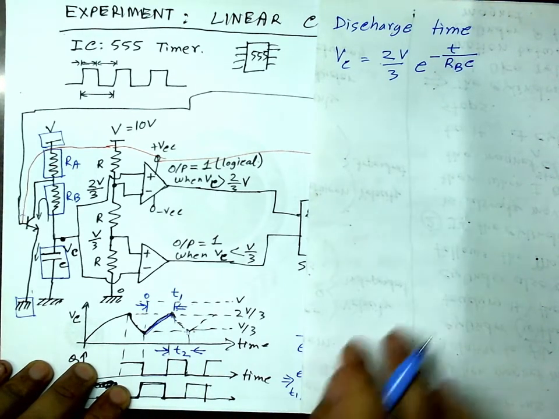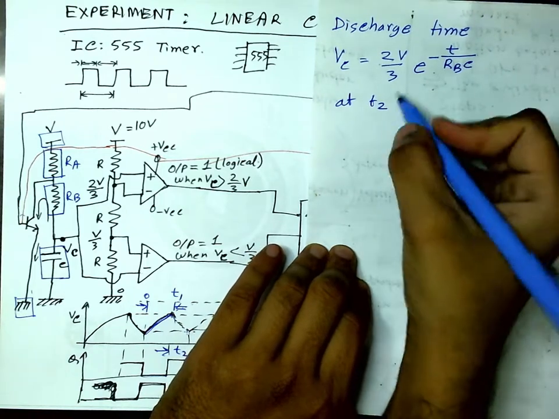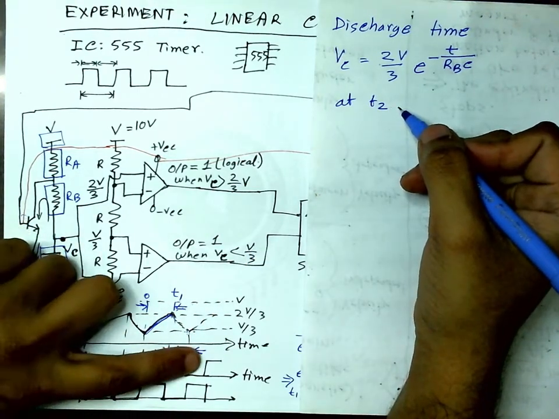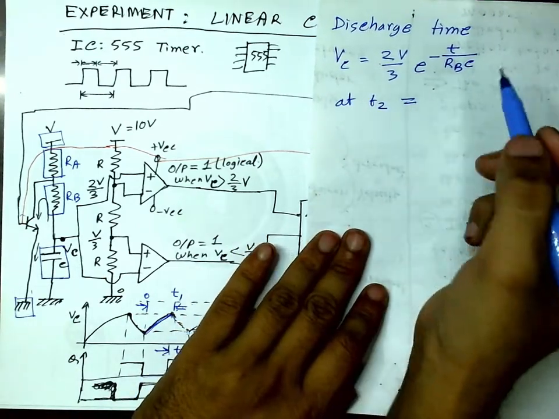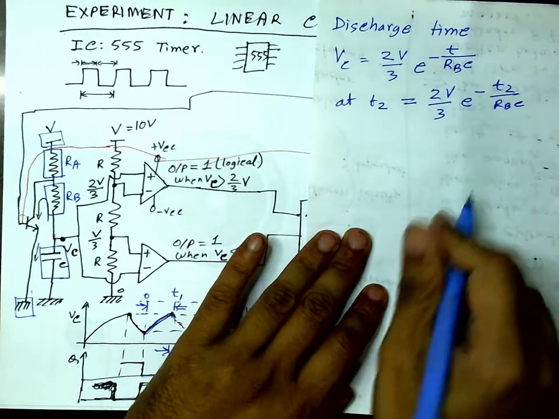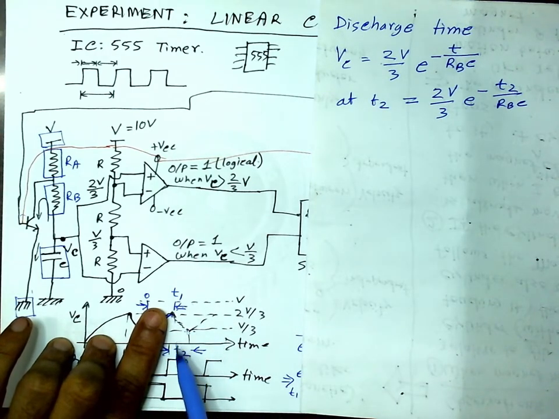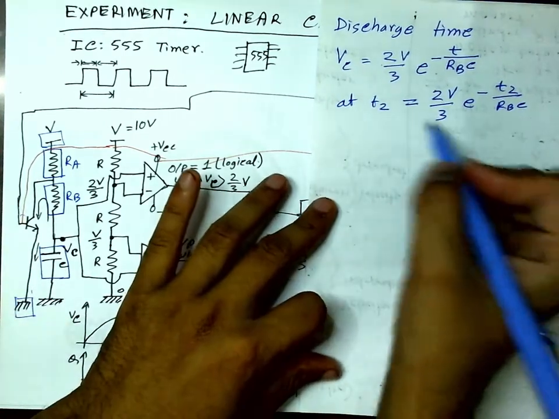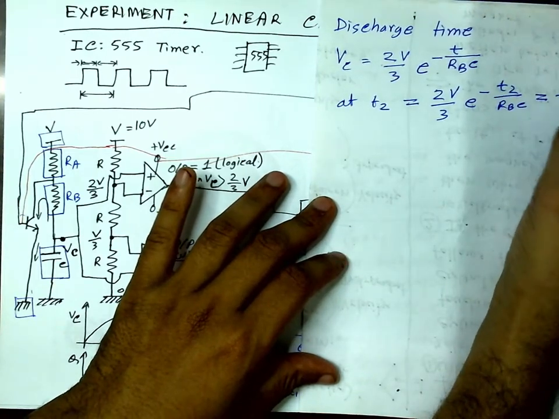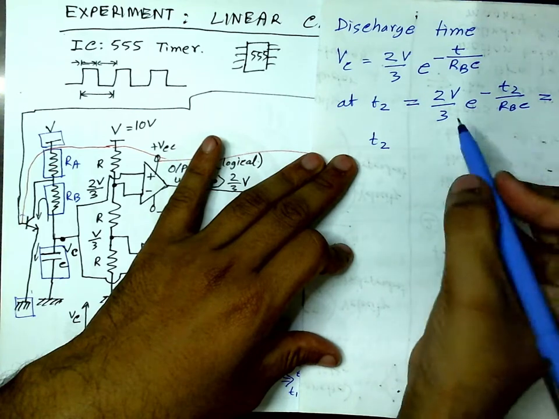And if I assume that the time from here to here is T2, then starting from here after T2, this will be e to the power minus T2 by RBC. For this computation I'm assigning this point as my time origin and starting my computation of time from here. It makes it slightly simpler. So this should be equal to V by 3. It should get discharged to V by 3. So then I can find the value of T2 from this.